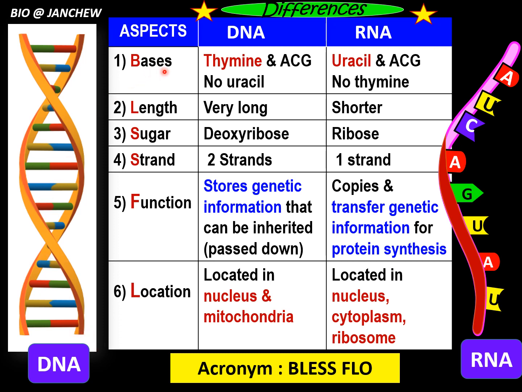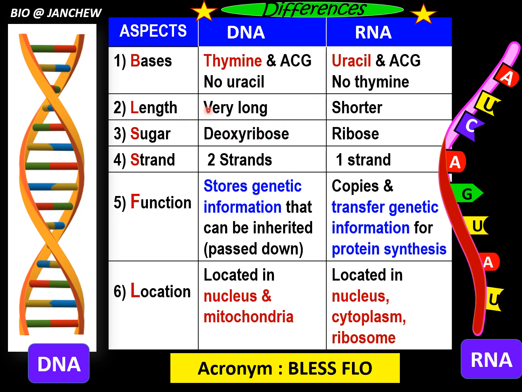Firstly, the bases. DNA contains the base thymine and also adenine, cytosine, and guanine. There's no uracil. RNA contains the bases uracil, adenine, cytosine, and guanine, and there's no thymine. Okay, so the thymine in DNA is replaced with the uracil in RNA.